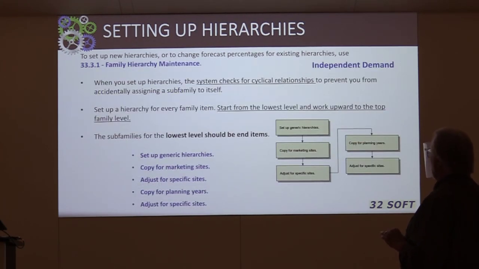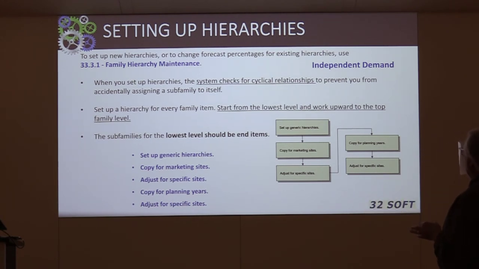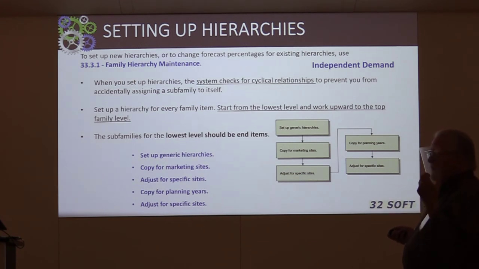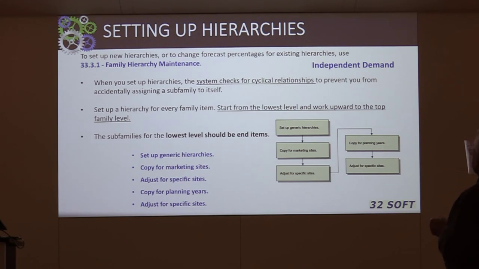When you set up the hierarchies, this is basically defining your independent demand. If you go back to the APEX body of knowledge, you've got two types of demand, independent and dependent. Dependent is bills of material, independent is anything to do with the customer. So you need to define how that independent demand is going to be done. You can set up generic hierarchies, you can adjust for specific sites, copy planning years, all the functionality that you find in cost sets, all the functionality you find in forecast simulation. You're going to find similar kinds of tools in sales and operations planning.